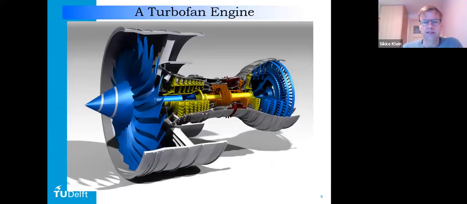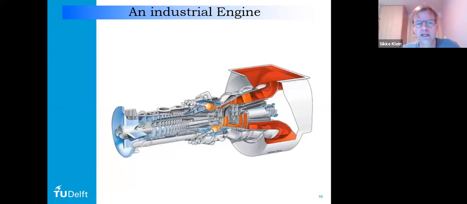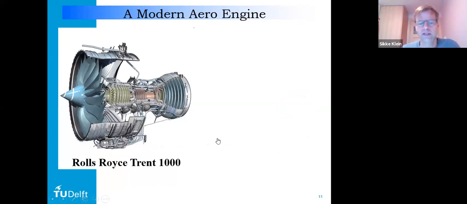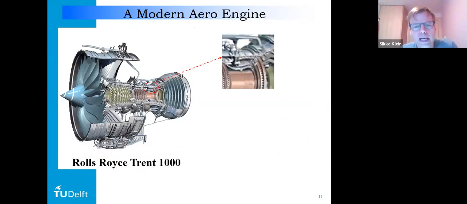Some combustor configurations. This is a typical aero engine, if you look at a turbofan, with the big fan driven by the low pressure turbine. You can see the low pressure compressor, the high pressure compressor, and the combustors in between. It's really very small. The big advantage, if you have high pressure, is of course that you have small volume flow, so you can make it very compact. If you look at an industrial engine, it looks comparable: compressor, and here you have the combustor in between. If you zoom in, those combustion chambers are really very small.